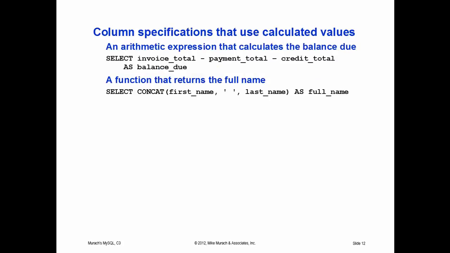There's an example of an arithmetic expression. And if I don't alias it like this, so if I don't say as balance due, it'll literally name my expression invoice total minus payment total minus credit total. So the reason that you alias when you do this kind of stuff is so that you can give the thing a name that makes sense. Because let's face it, full name is a lot better than having a field name that's called concat, parenthesis, first name, comma, single quote, space, single quote, comma, last name, parenthesis.